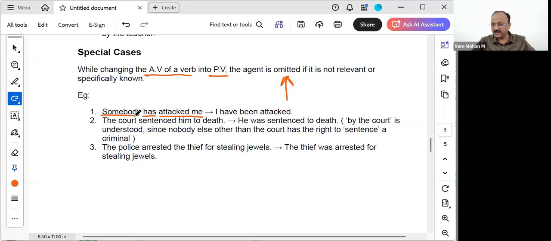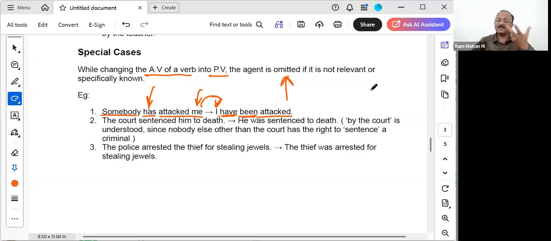Here somebody is the subject, correct? Has means present perfect tense is there. Attacked, me is the object. So me will become I. For I, what is the present perfect tense? Have. And been will be added, and attacked. I have been attacked.